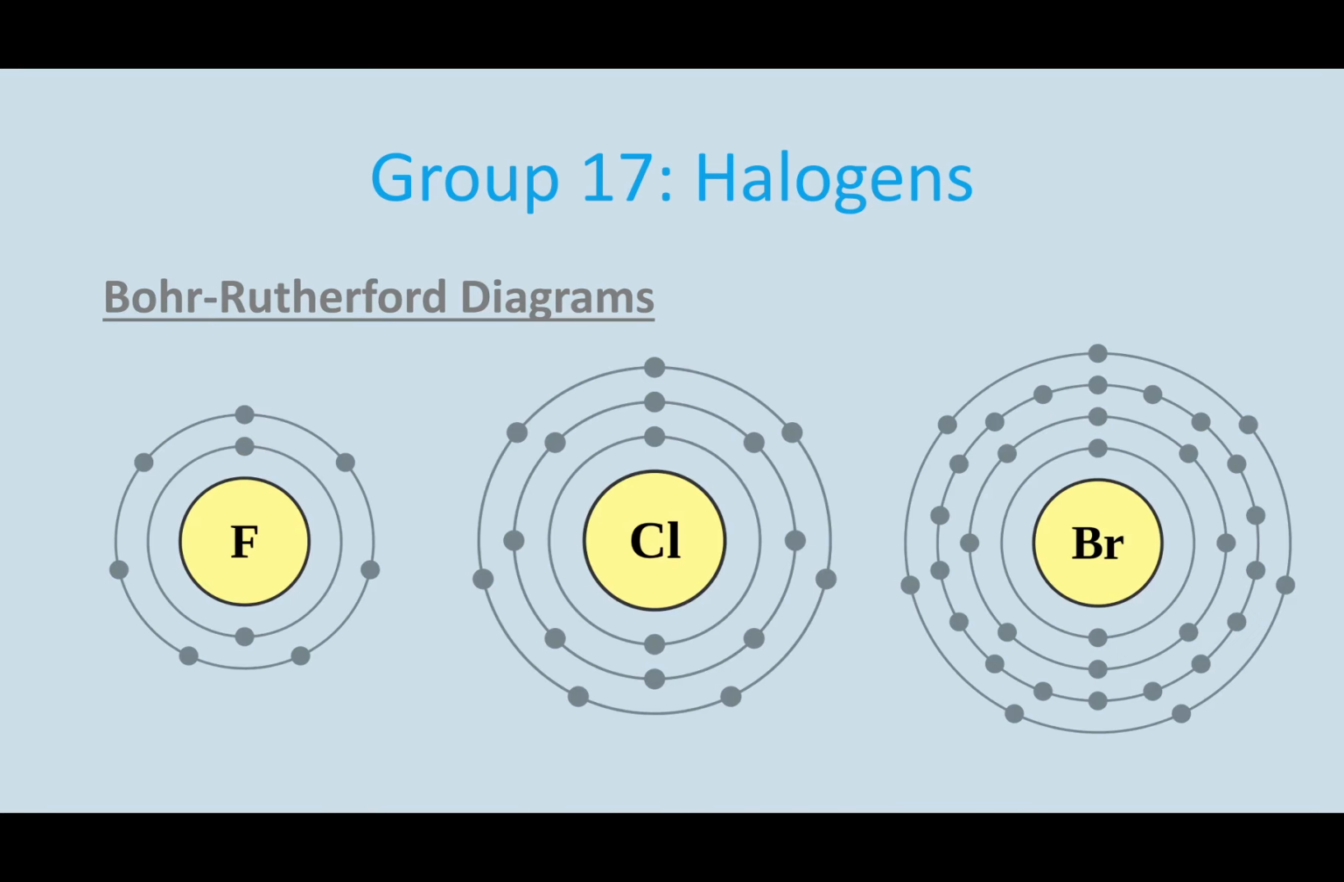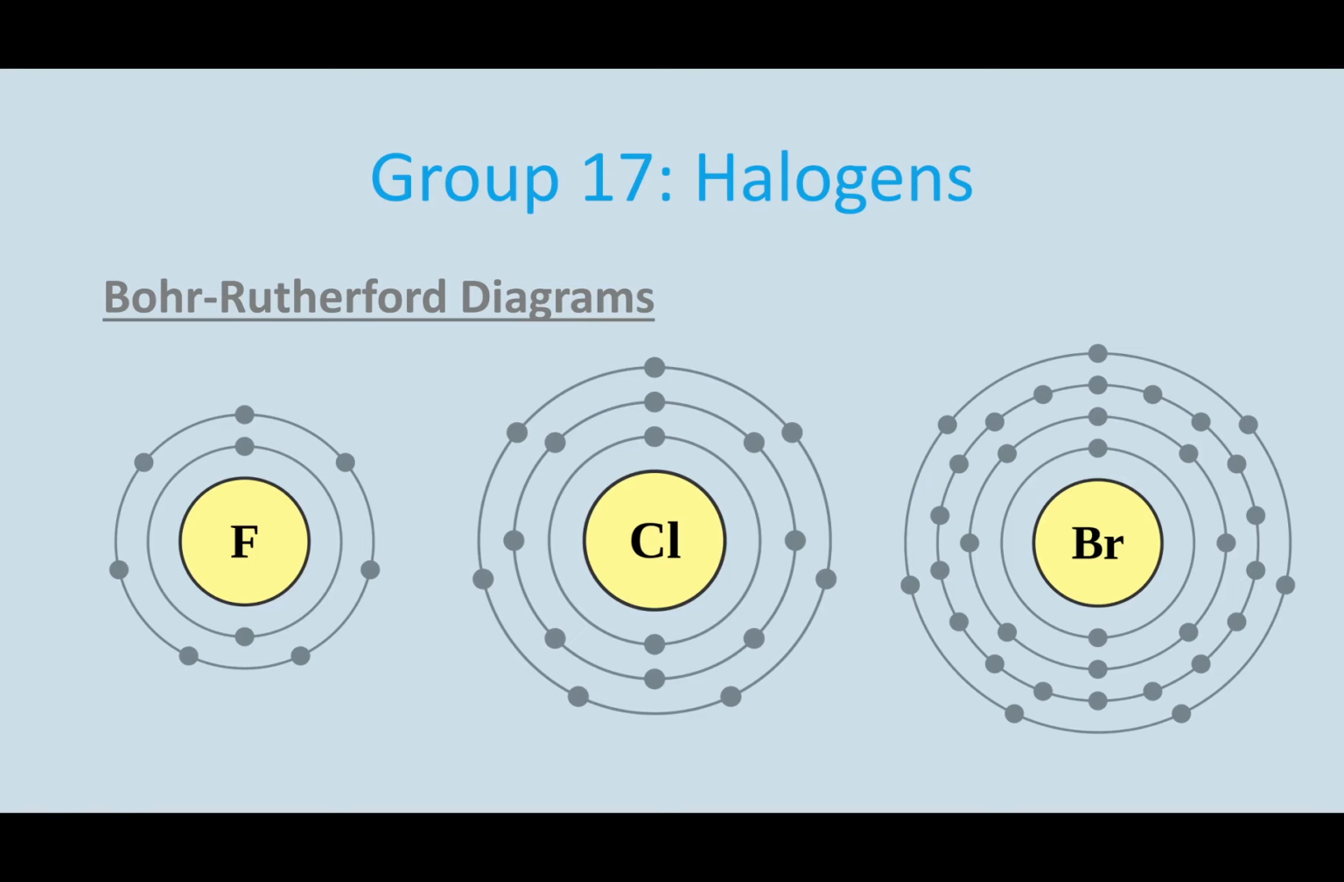Looking at the Bohr-Rutherford diagrams, or a version of that, we look at fluorine, chlorine, and bromine. Looking at the outer shell, there are 7 electrons in the outer shell, which is another commonality between the group 17 halogens. They will all have 7 electrons in their outer shell. We'll learn in a later note that you want to have a full electron shell. In this case, they would want a total of 8 electrons in their outermost shell.